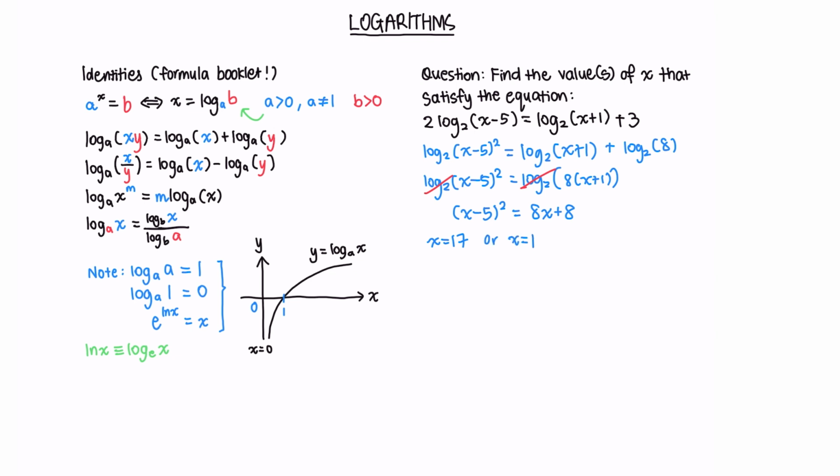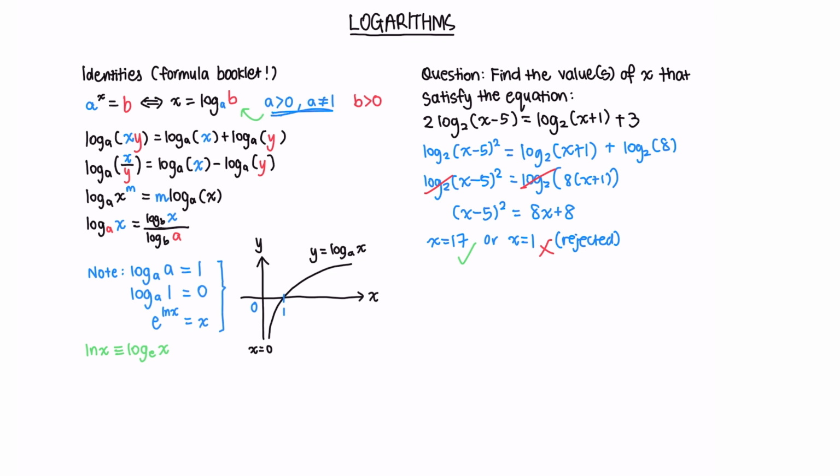Can we keep both answers? Actually, no. We'll realize that x equals to 1 is wrong. We have to reject it, but x equals to 17 is not rejected. So why do we need to reject x equals to 1? Again, when it comes to logarithms, it's very strict. We have to make sure that this is fulfilled.